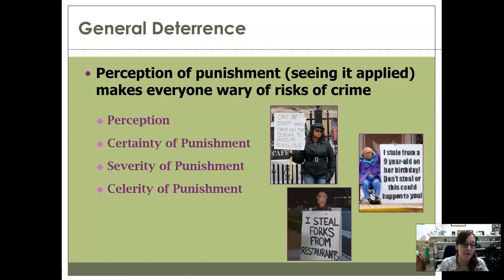The punishment has to be swift, or it will not be tied to the crime in the minds of the citizens who witness it. So if people see a crime happen or hear about it on the news, and then it takes forever before any kind of justice is done, then that gap of time is going to make it so that the crime is not connected to the punishment, and so it won't have that same general deterrent effect.